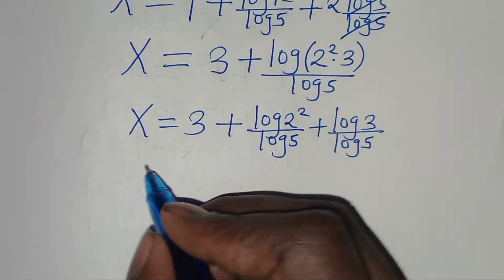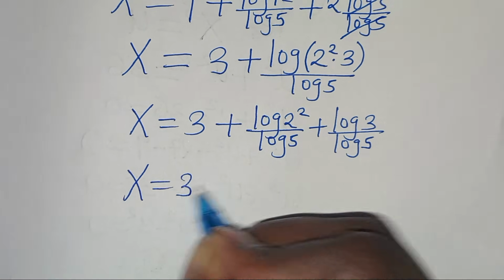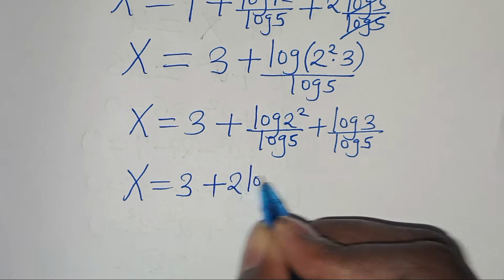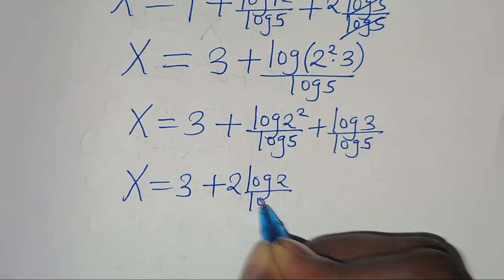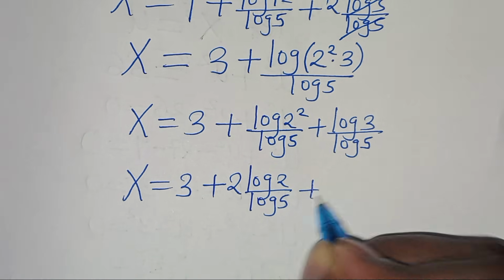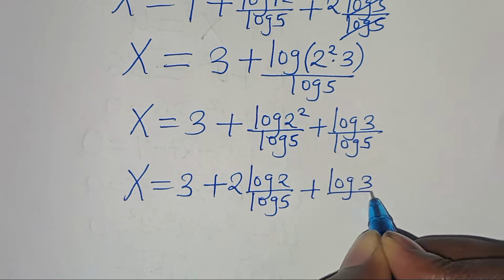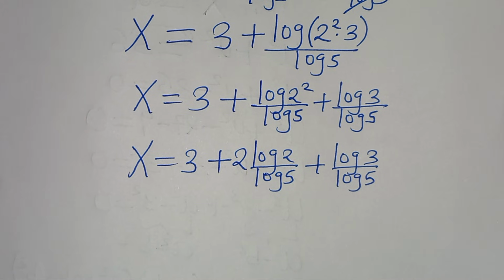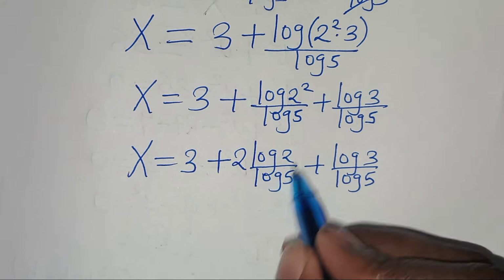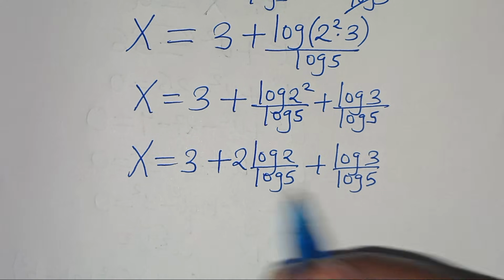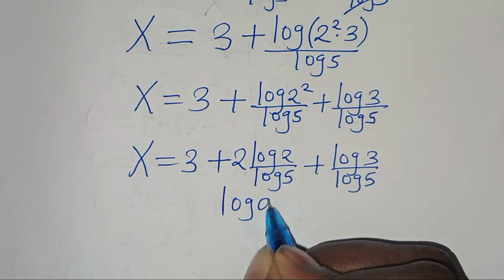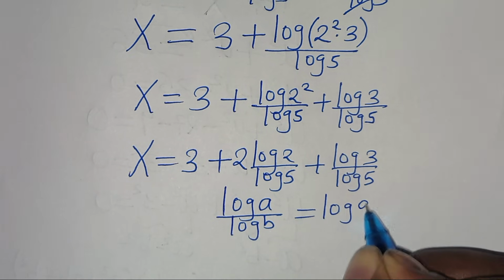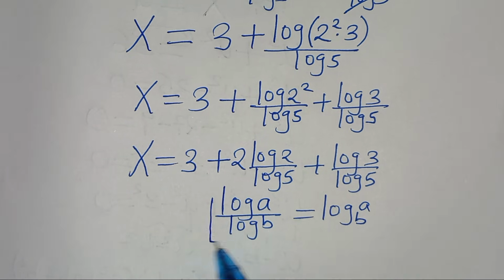So that now we have x is equal to 3 plus log 2 to the power of 2, which can be expressed as 2 log 2 divided by log 5, then plus log 3 divided by log 5. Now, log 2 over log 5 and log 3 over log 5 are in the form of log A divided by log B, which we can express as log A to base B. Now let's apply this property.